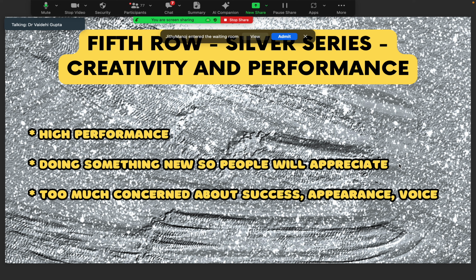Fifth row, silver series, it is about creativity and performance. They want to perform better. They have high performance, doing something new, so people will appreciate. They want to do different things, new things. Too much concerned about success. Appearance: silver is quite a beautiful color. They were very concerned about their appearance. Voice: argentum metallicum is a medicine for voice. They are very conscious about their voice. They used to talk politely so that people will appreciate him.